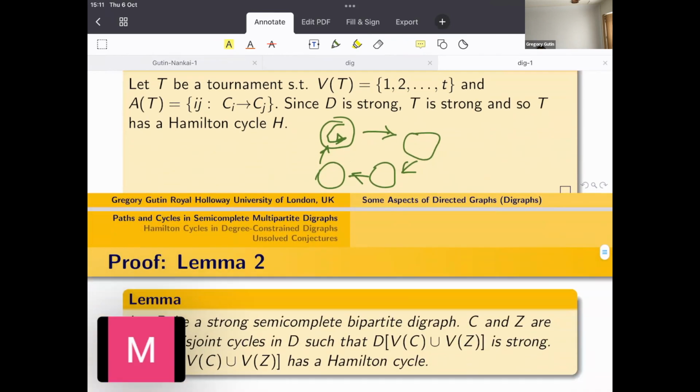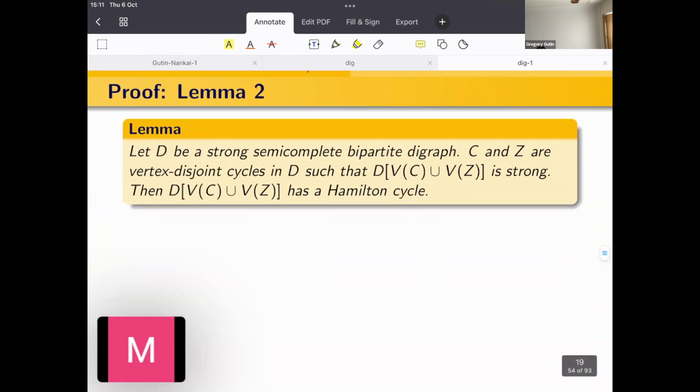Now, what's left is to prove another lemma, because if all these cycles in the cycle factor are organized in such a way that they dominate each other, then we saw what happens. Now suppose we have a case when two cycles don't dominate each other, which means that there are arcs going from C to Z and from Z to C, in both directions. So what are we going to do?